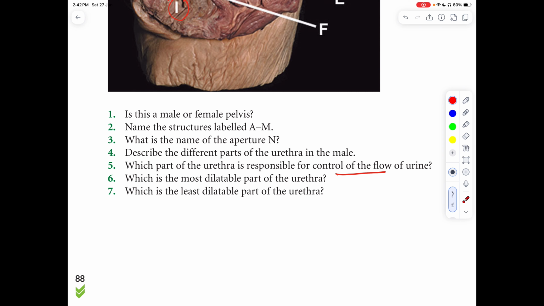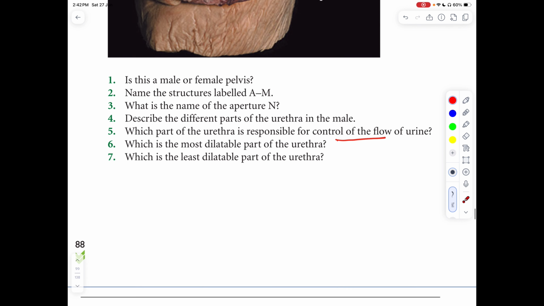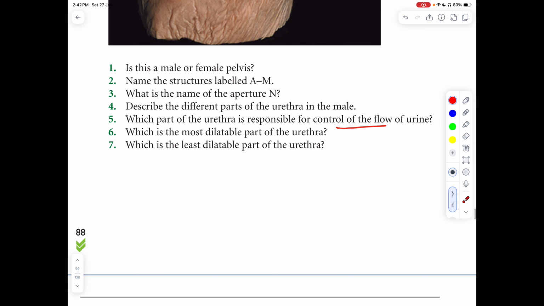Describe the different parts of the urethra in male. The urethra has the pre-prostatic, prostatic, bulbous urethra and the membranous urethra. What part of the urethra is for control of urine? Membranous urethra. What is the most dilatable part of the urethra? It is the prostatic urethra. Least dilatable is the membranous urethra.